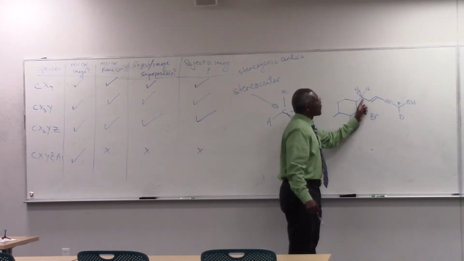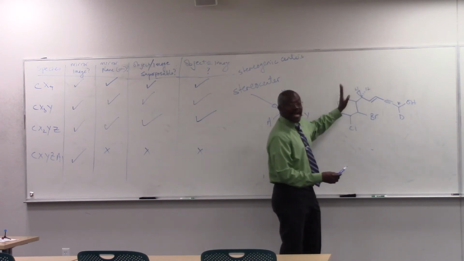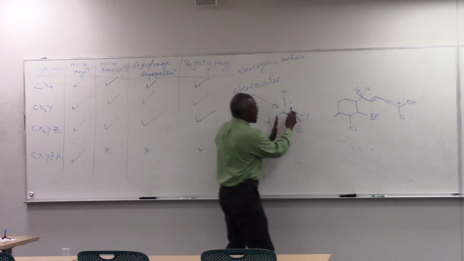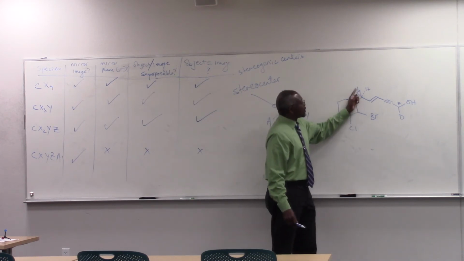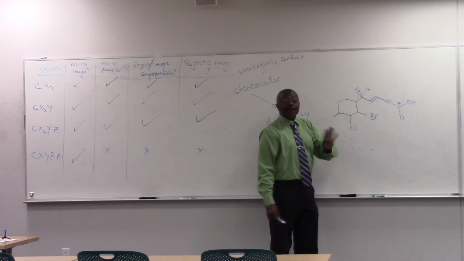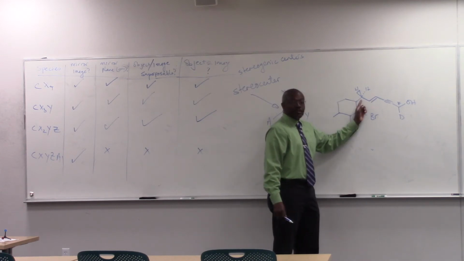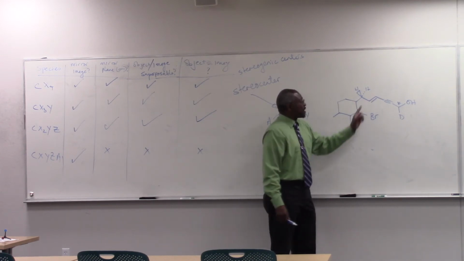What about this one? Well, here I can see the wedge and the dash, right? Which is kind of how these things are set up. But that's kind of smoke and mirrors, because this carbon has 2 H's. Therefore, it doesn't have 4 different groups. So although it's tetrahedral, it doesn't have 4 different groups, and it's not a stereocenter.